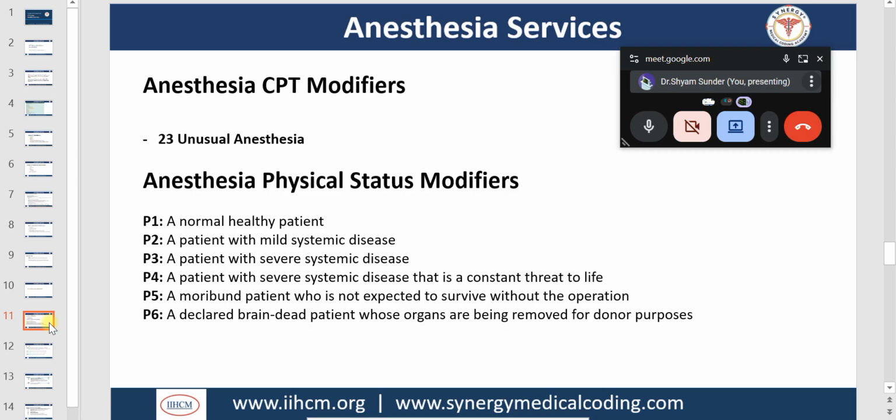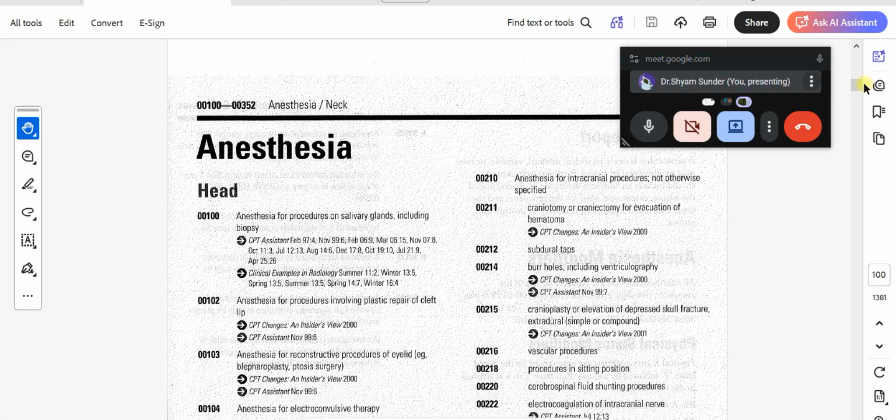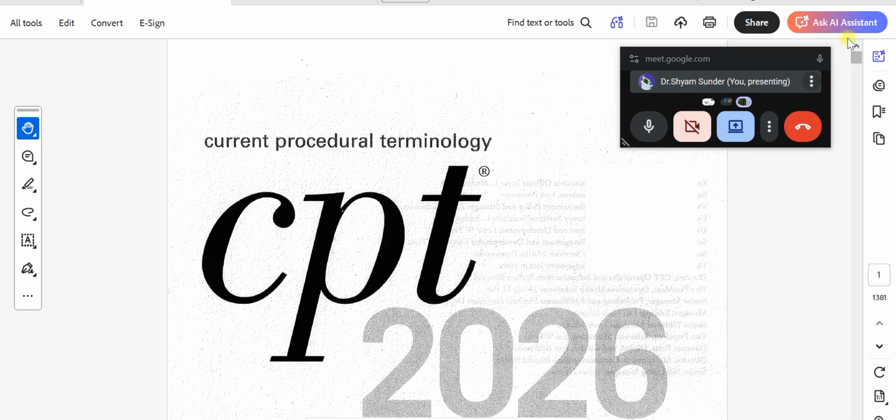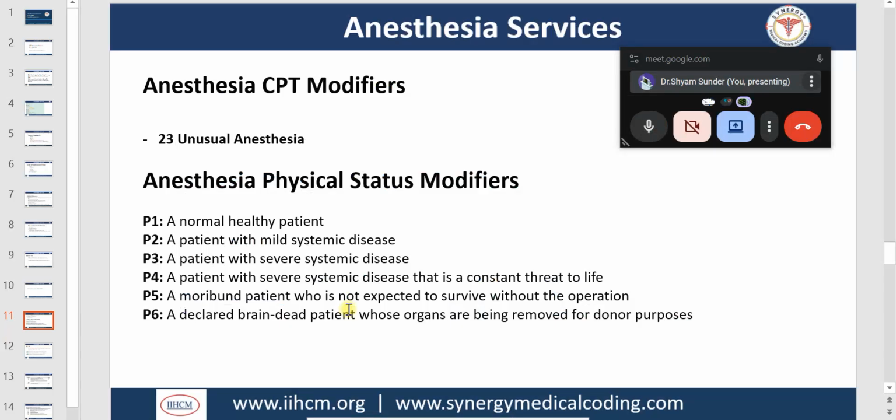Modifiers again. So modifiers, yesterday we discussed modifiers related to surgery. So this is the list of modifiers. 23, unusual anesthesia. I hope by this time you are able to understand and talk about this particular modifier 23. Anybody want to add something here? What is the 23 modifier? When do you assign 23?